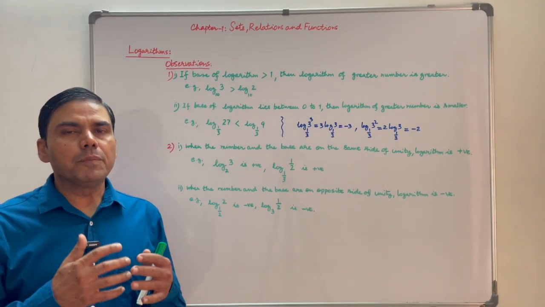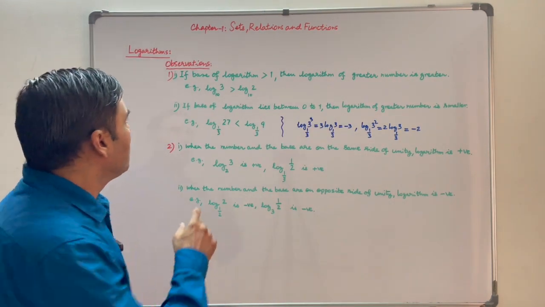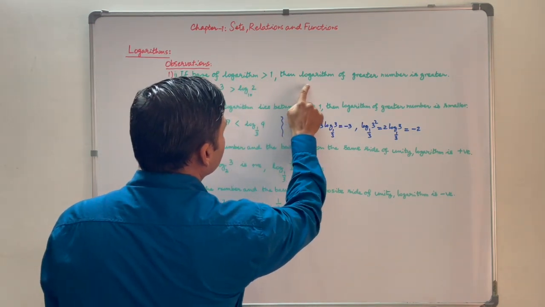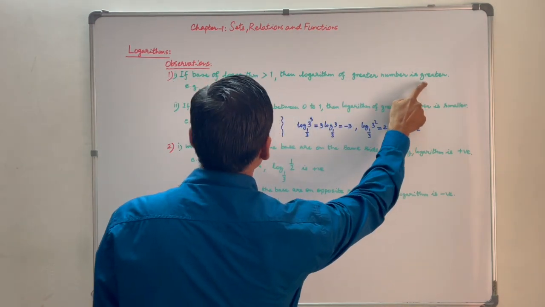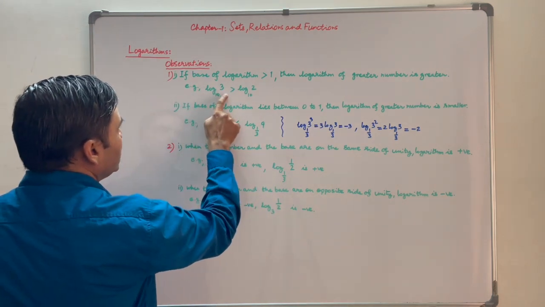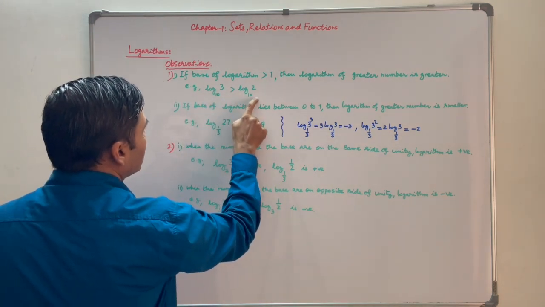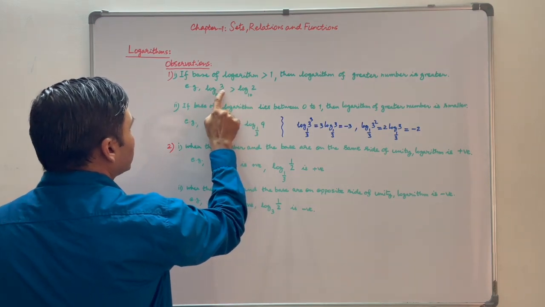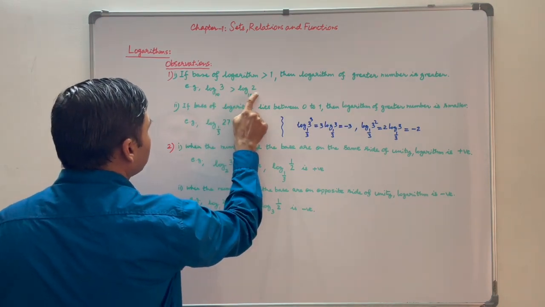Now let us see a couple of important observations. Point number 1: if base of logarithm is greater than 1, then logarithm of greater number is greater. For example, log 3 base 10 is greater than log 2 base 10. If base of logarithm is greater than 1, then logarithm of greater number is greater.